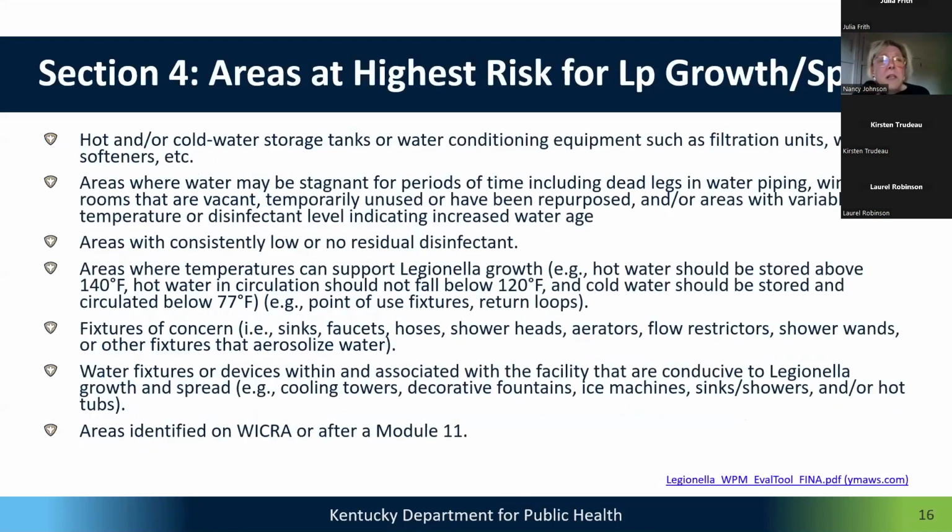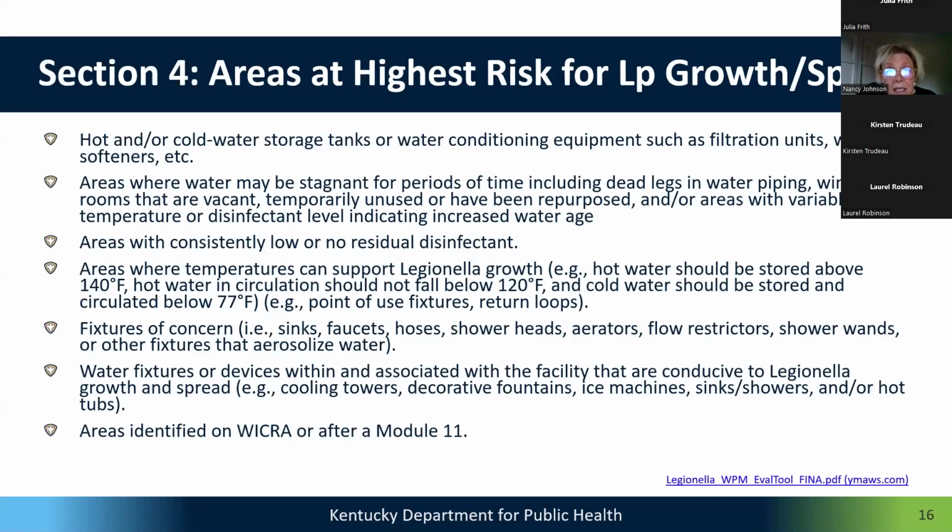So section 4, you want to look at hot. These are all elements in the evaluation tool, so it's looking for these. Have you described hot and/or cold water storage tanks and water conditioning? Are there areas defined in the plan where water may be stagnant for periods of time, including dead legs, wings or rooms that are vacant, temporarily unused, or rooms that have been repurposed, or areas with variable temperature or disinfectant level that says the water has been standing in that pipeline for longer than usual? Areas where you have consistently low or no residual disinfectant. Have you defined in the plan areas where you have temperatures that would support Legionella growth?